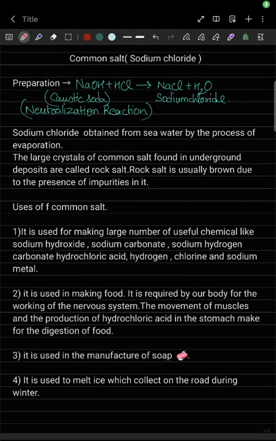Hello students, today we discuss the common salt, that is also called sodium chloride. First is the preparation. We have a preparation of NaCl.